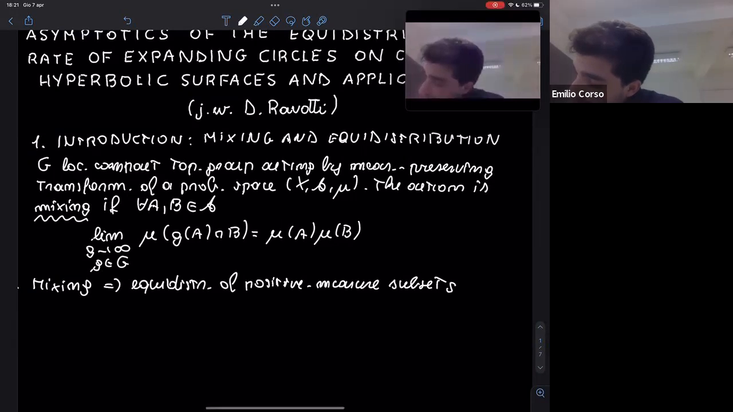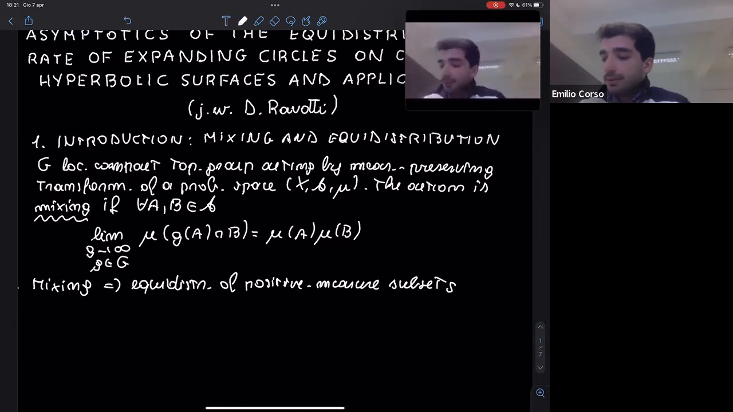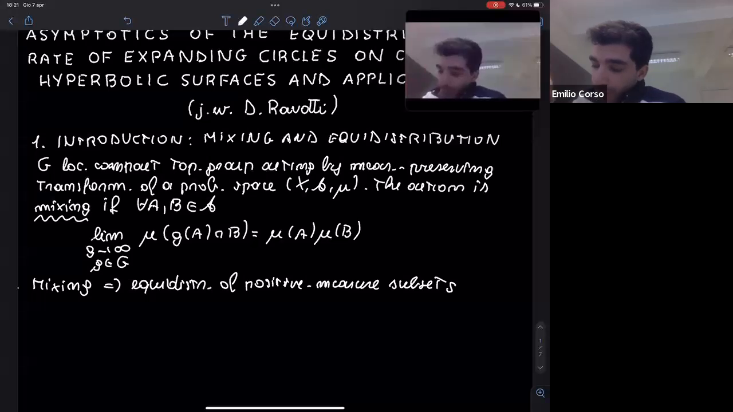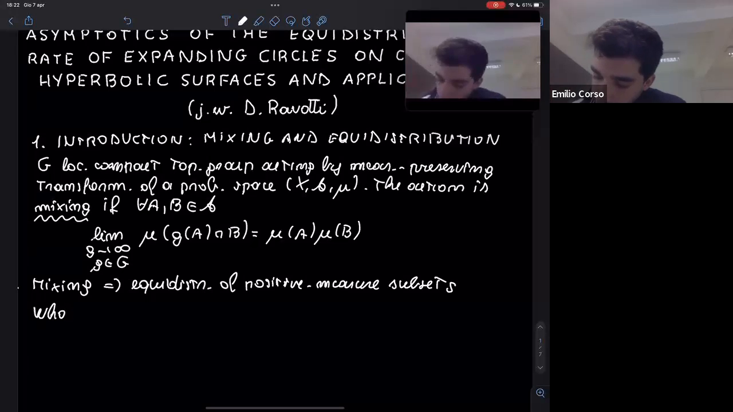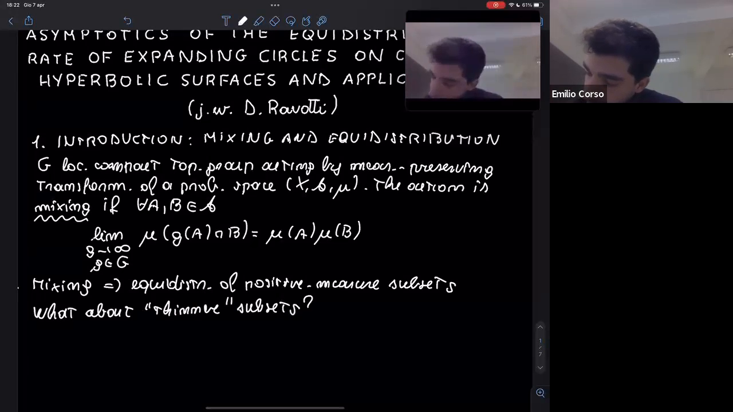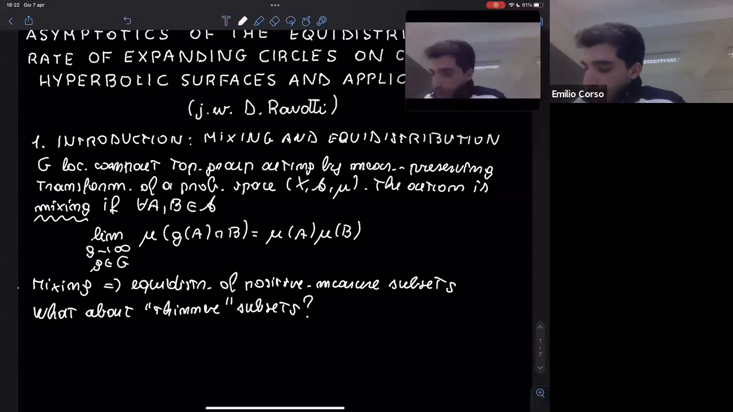Now, a natural question arises at this point, which is of interest both from a theoretical perspective, let's say, but also in light of applications, namely what happens to thinner subsets, meaning sets which are negligible from the point of view of the measure mu, but have some relevance for the dynamics. So what about thinner subsets? And here I'm talking about subsets which support a natural probability measure so that we can talk about equidistribution.